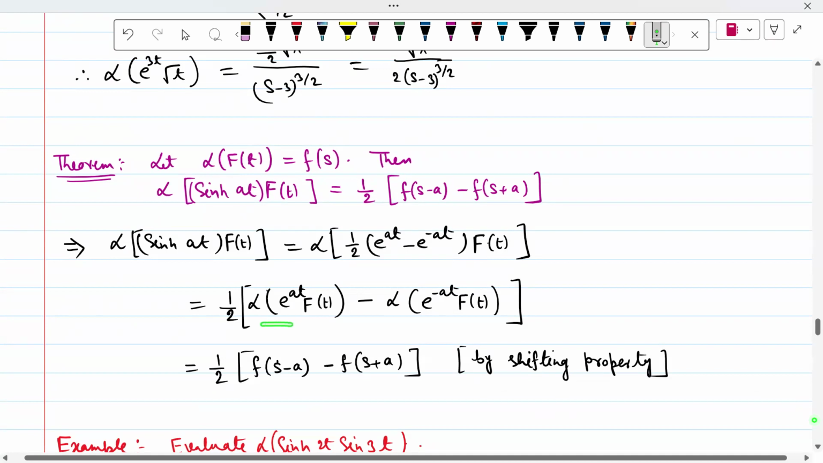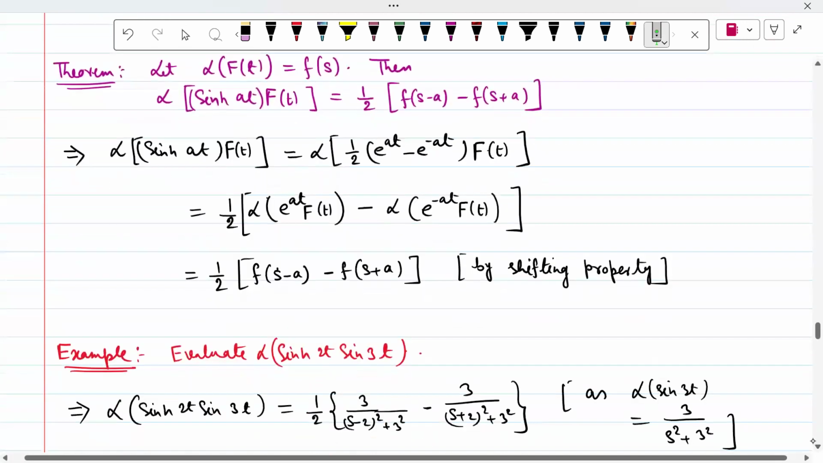Now use the linearity property and break these terms. Again, multiplication by e to the power at shifts s by a, so this is s minus a, and for the other term it is shifted by minus a. So we are getting F(s plus a) by the shifting property. That is the proof, and now an application of the above result.